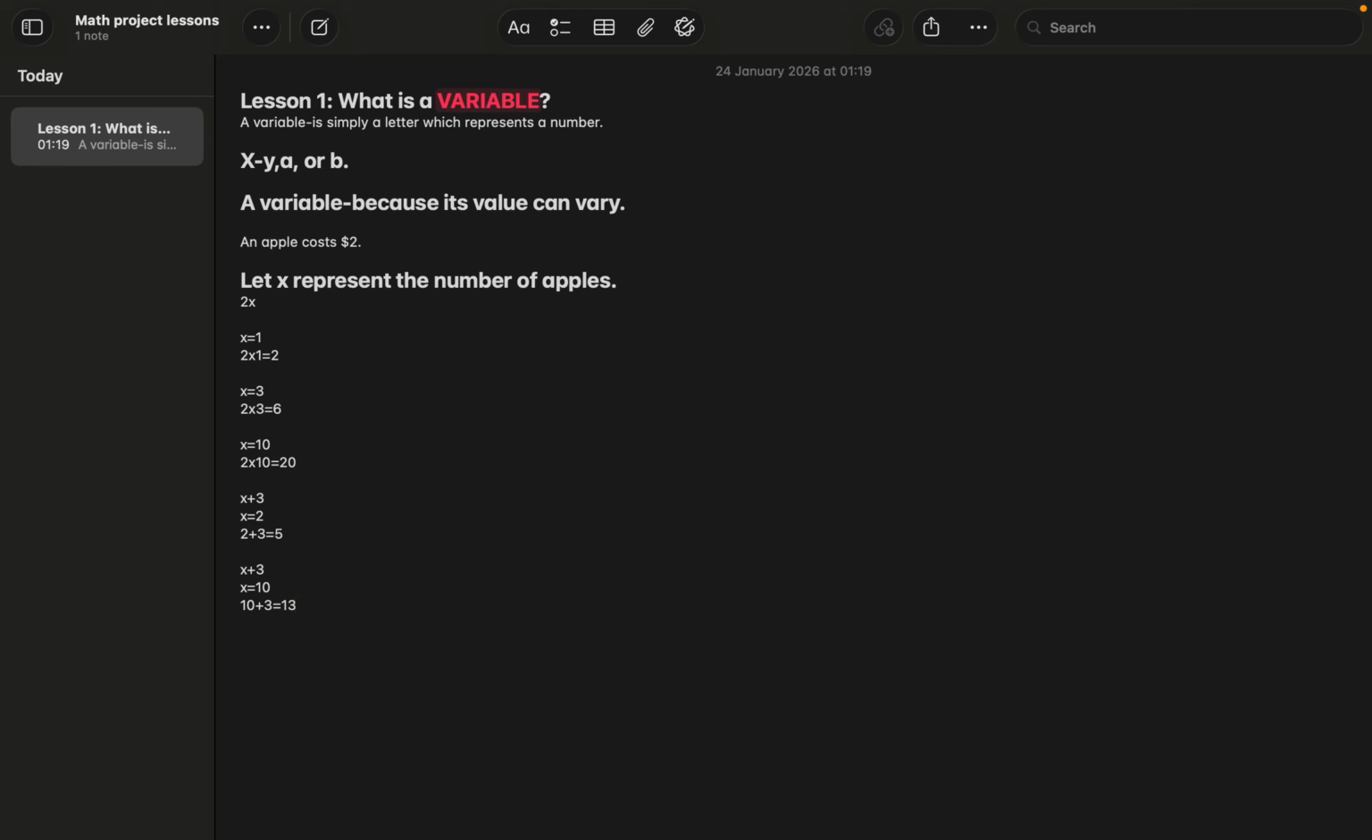The most important thing to remember from this lesson is this: a variable is an unknown number. Once you understand this, algebra becomes much easier. So in the next lesson, we'll learn how to solve simple equations using variables.